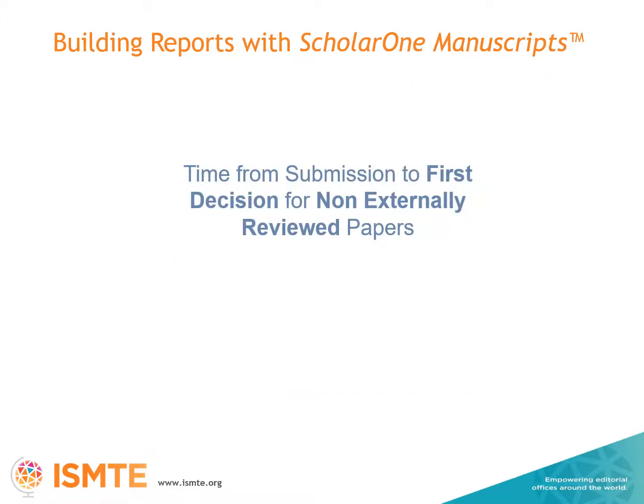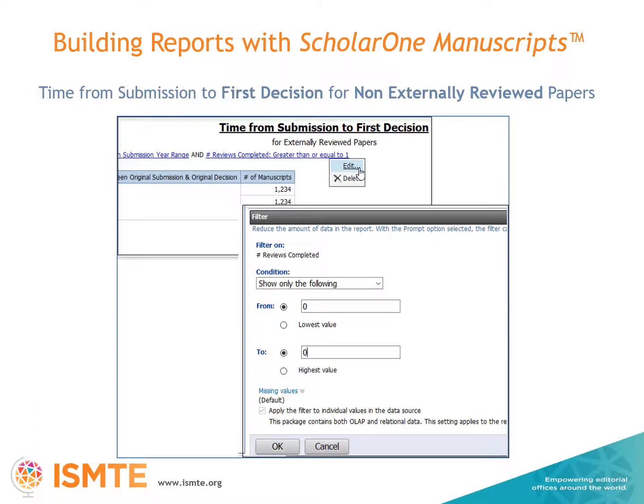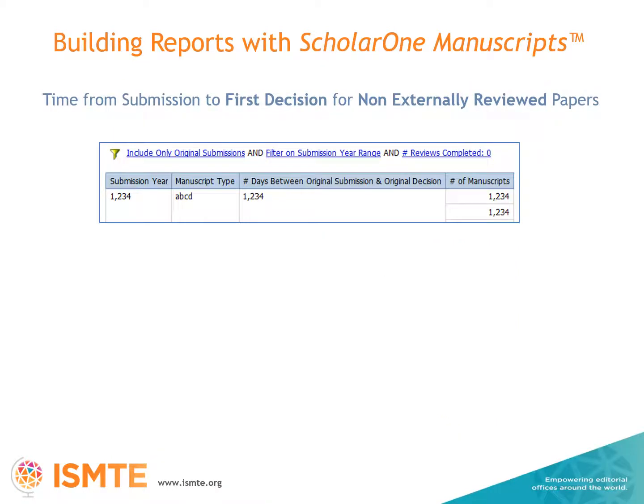Using the report that you just created, you're going to make just a few small changes and create the next report, Time from Submission to First Decision, for non-externally reviewed papers. The first thing you'll need to do is right-click on the filter Number of Reviews Completed greater or equal to 1 and find Edit. Clicking on Edit will bring up the ability to change the filter. This time you're going to have the range set from 0 to 0 and click OK. You will now see that your filter has been updated and says Number Reviews Completed 0.